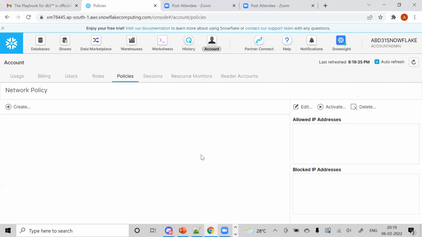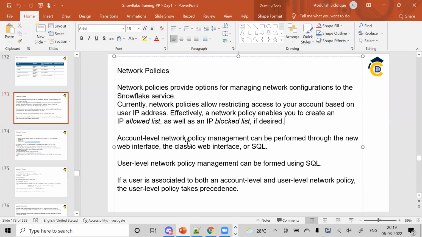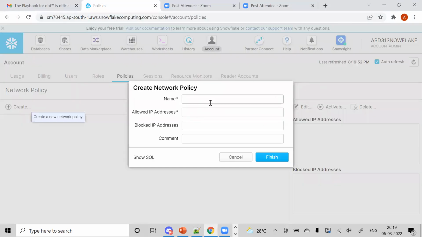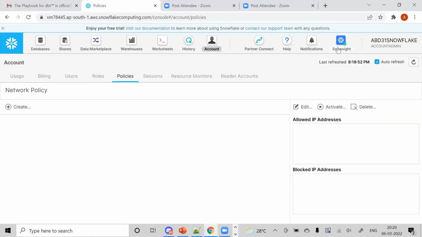These network policies are at account level, and they can also be set at user level. Okay, two levels, account and user level. Account level network policy management can be performed through the new web interface, the classic web interface, or SQL. So you can create it from here also. There will be SQL also for this. This is the new web interface, or you can say it's a Snowflake app, right? And this one that we are working on normally is the classic console. That is what we call it.